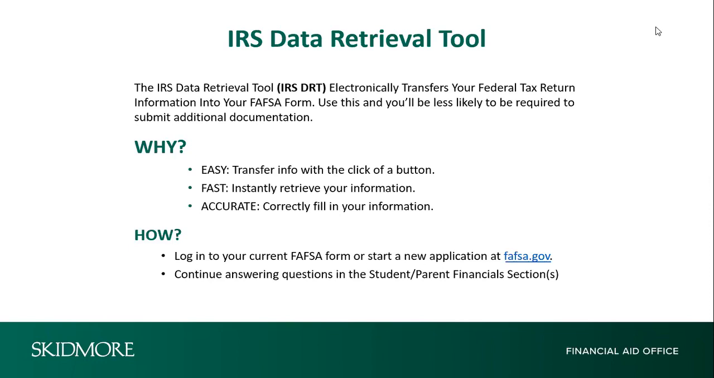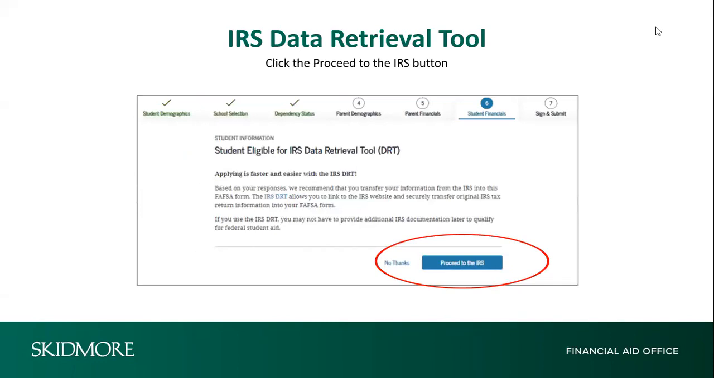So when you're completing the FAFSA, you'll answer the questions in the student and parent sections. It'll look something like this. Hopefully it's a little clearer on your screen, but you can see at the top there, check marks as you go through completing the FAFSA online.